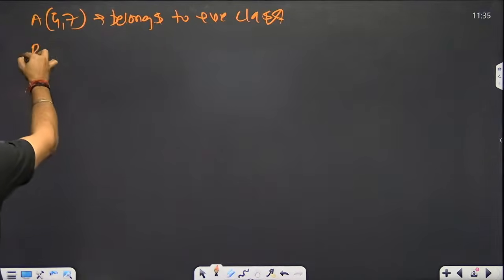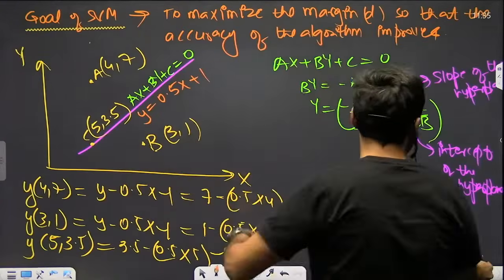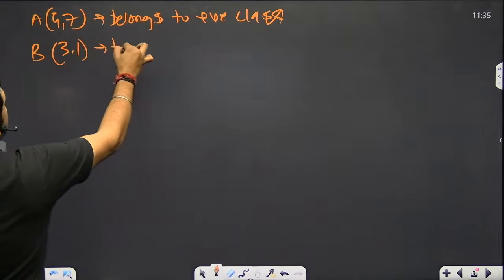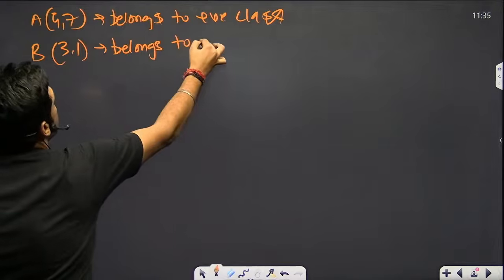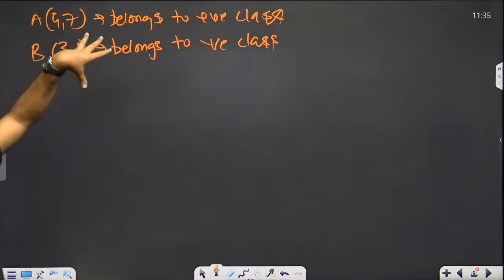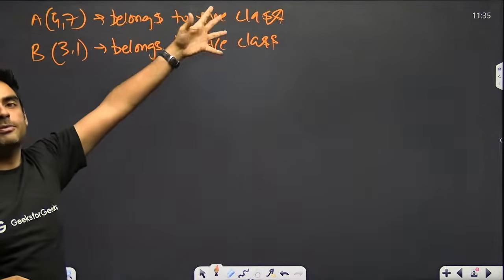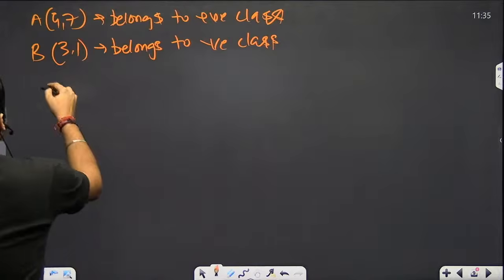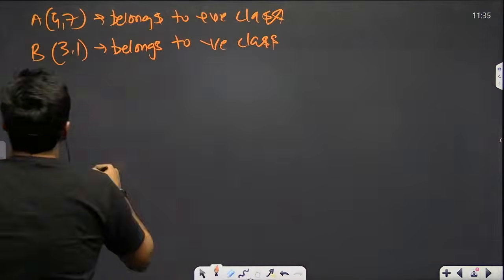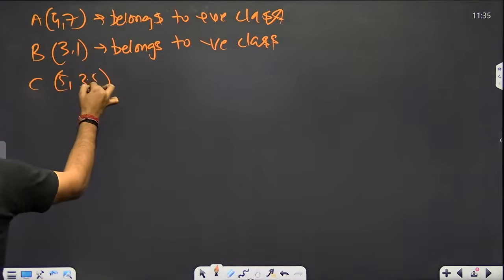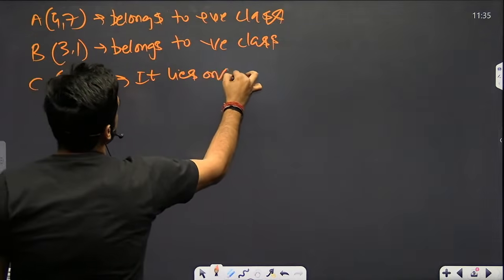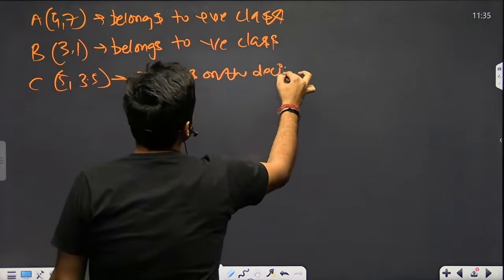Point B is (3, 1), and this belongs to the negative class, or class B. Any way you can say it, I just assume that the positive points belong to the positive class and the negative points belong to the negative class. And point C, that is (5, 3.5), lies on the hyperplane, or the decision boundary.